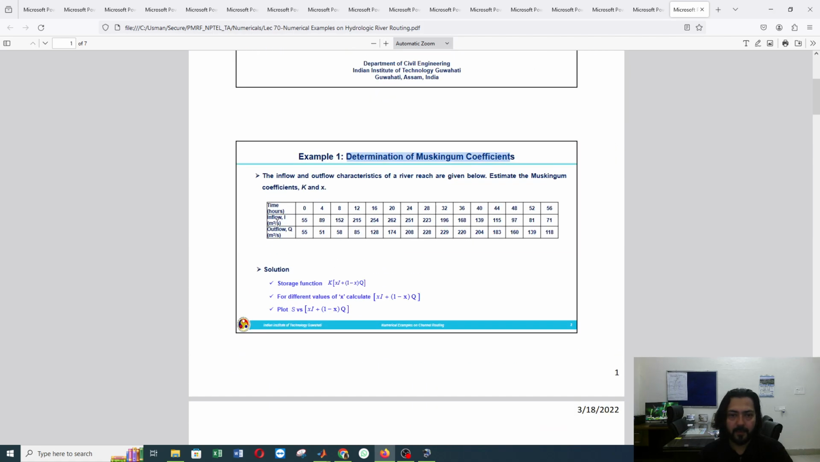K and X, right? If you look at the Muskingum equation, S equals K into [X I plus (1 minus X) Q]. So here the coefficients of Muskingum are K and X, where I and Q are the input and output. So inflow and outflow are given to us. We are required to find the value of K and X.